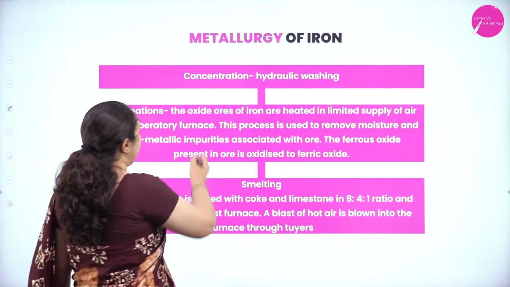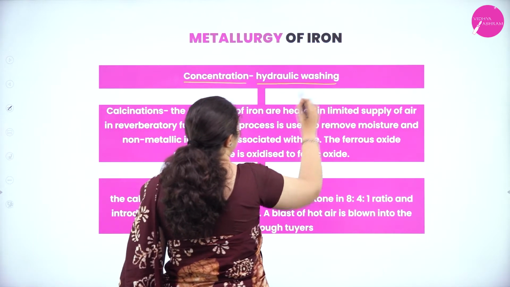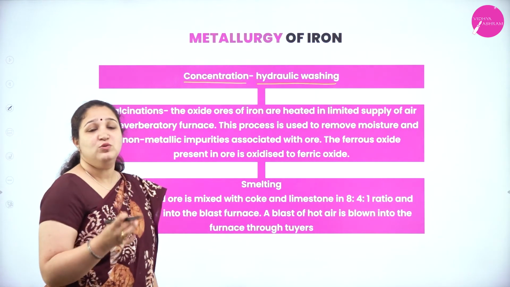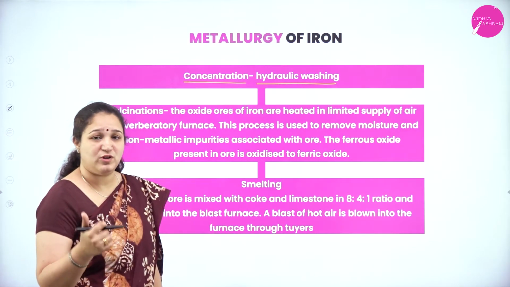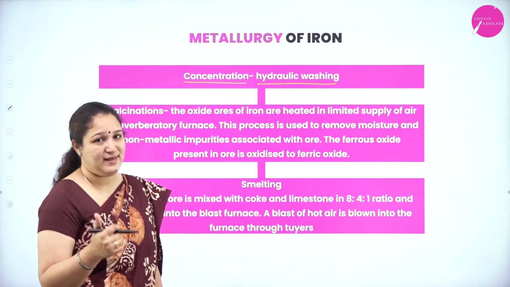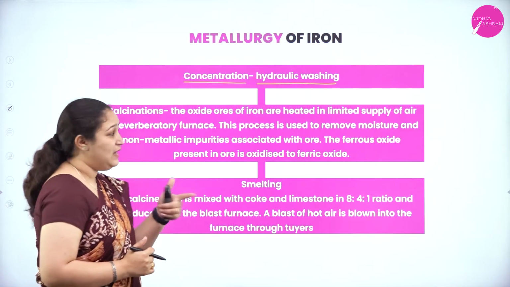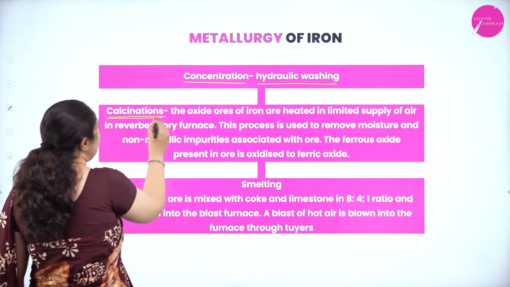Next is the metallurgy of iron. So the first step is concentration of the ore by hydraulic washing. So we use the method of hydraulic washing for concentration of the ore during the extraction of the metal. First step. Second step is we do calcination.